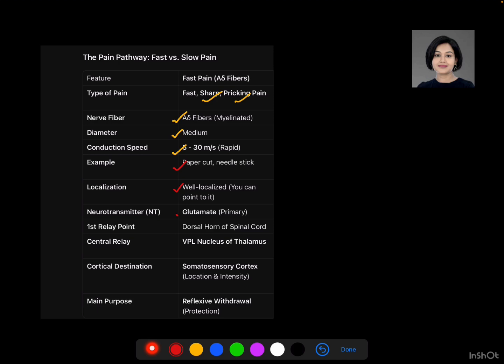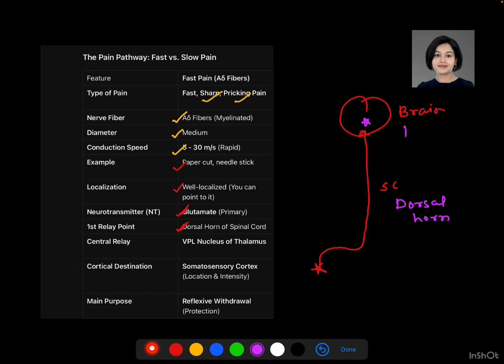Here the neurotransmitter is usually glutamate. Glutamate is the primary neurotransmitter. This is a very important point we should remember. And then the first relay point: when the pain is inflicted, for example, here the needle stick injury has happened, this pain fiber will carry the pain sensation into the spinal cord, and then finally into the brain. So two parts are very, very important. In the spinal cord, the dorsal horn is the first relay center, and then in the brain, the thalamus is the second relay center.